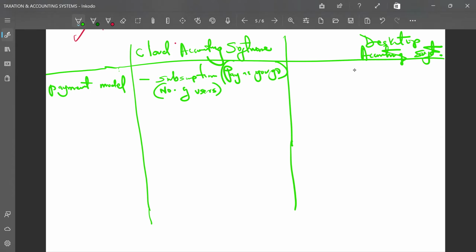What of the desktop accounting software? In a desktop accounting software, you have to pay upfront the license cost, because remember, they are installing this software on your computer, right? Now it is upfront payment for the license. And when you talk about license, it's because they're installing it on your desktop, on your computer, either on a laptop or on your desktop at your premises. And they may charge additional costs.